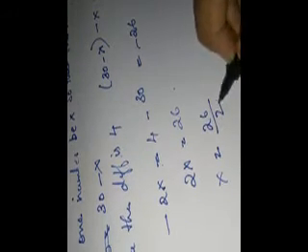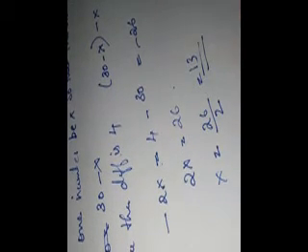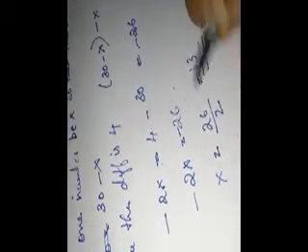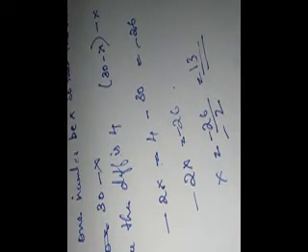Then you'll be getting minus 2x is equal to minus 26. X is equal to 26 divided by 2. You will be getting 13. Minus and minus become plus, so 13 is your answer. So one number is 13. The other number is 30 minus x.